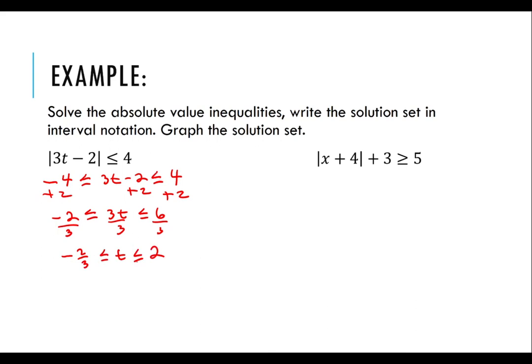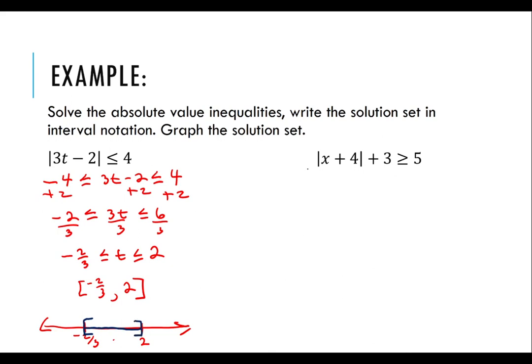Notice that because of the equality, these will include the endpoints. So in interval notation, this is going to be from negative 2/3 up to 2 inclusive. And then for our graph, this goes from negative 2/3 up to 2 and includes everything in between.